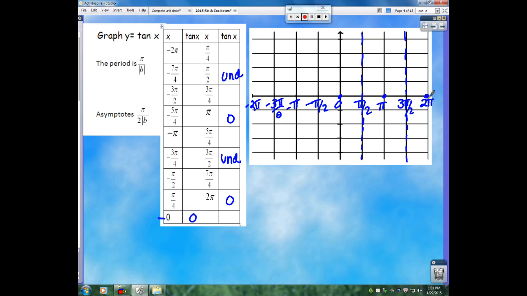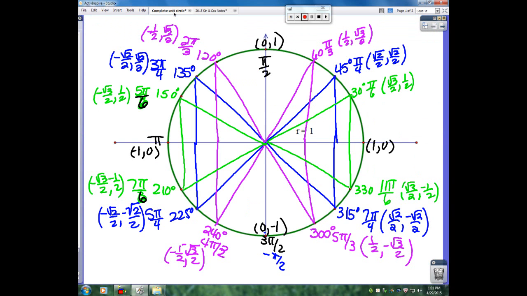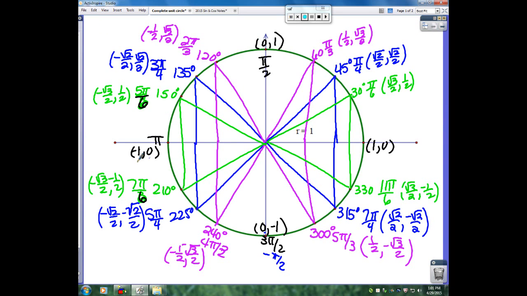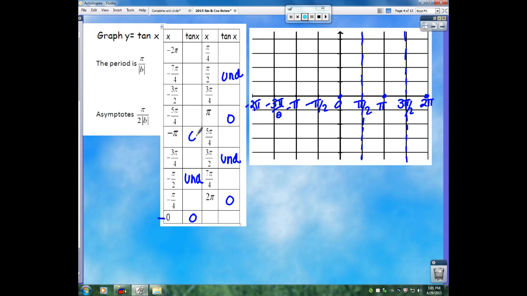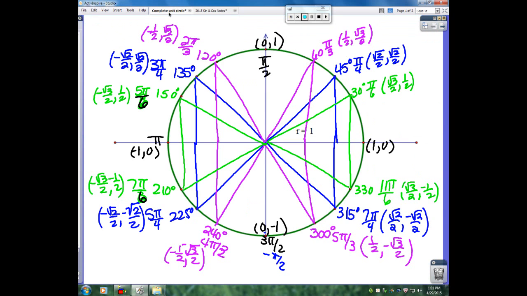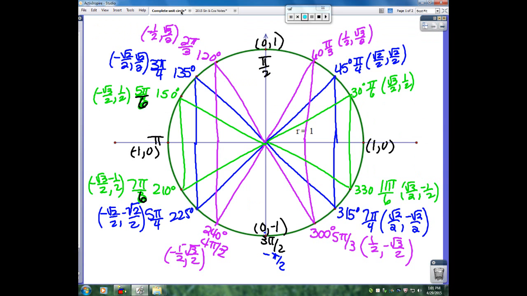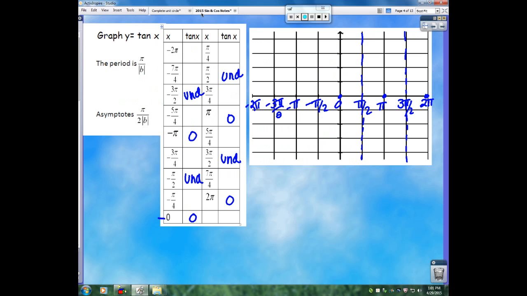Why do we have those middles? Alright, so going back around our graph, the negative direction. So the tangent of negative pi over 2, negative 1 over 0, is undefined. The tangent of negative pi, 0 over negative 1, is 0. The tangent of negative 3 pi over 2, 1 over 0, is undefined. And the tangent of negative 2 pi, which is 0 over 1, is 0.